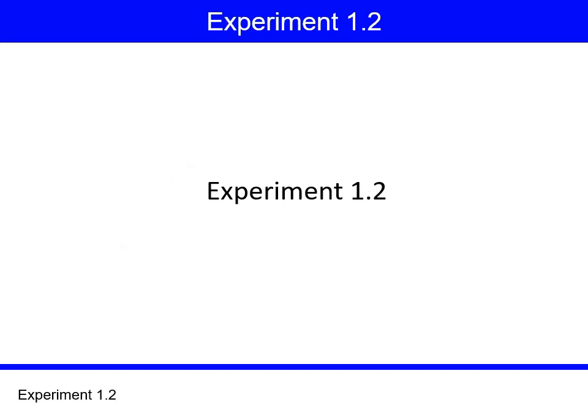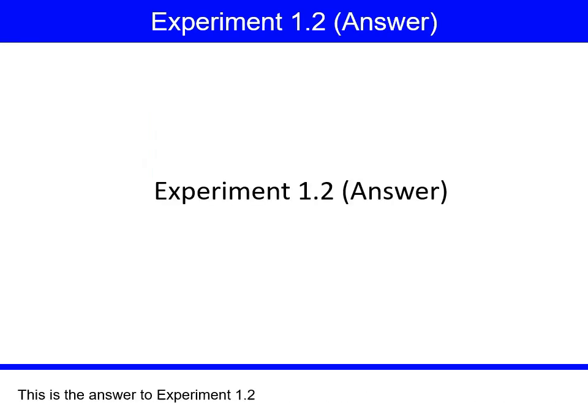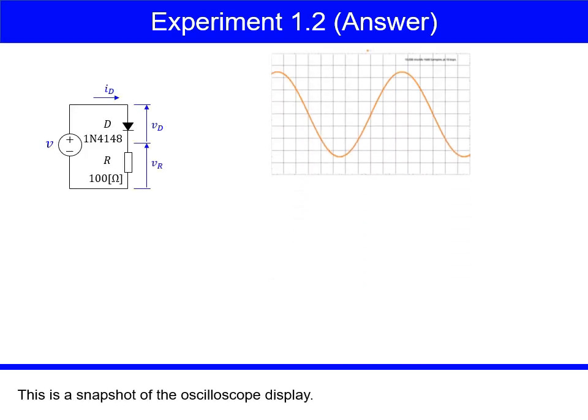Experiment 1.2. Pause the video, and follow the instructions. This is to obtain Id versus Vd characteristic. This is the answer to experiment 1.2. This is a snapshot of the oscilloscope display.